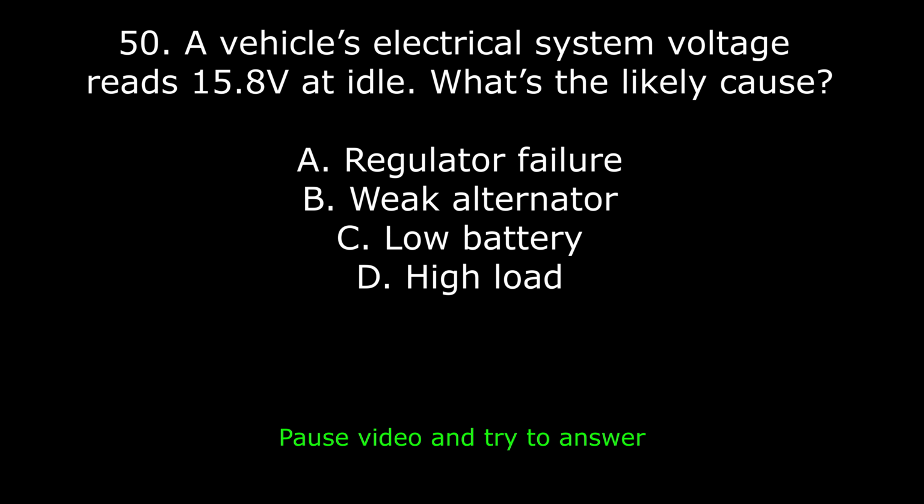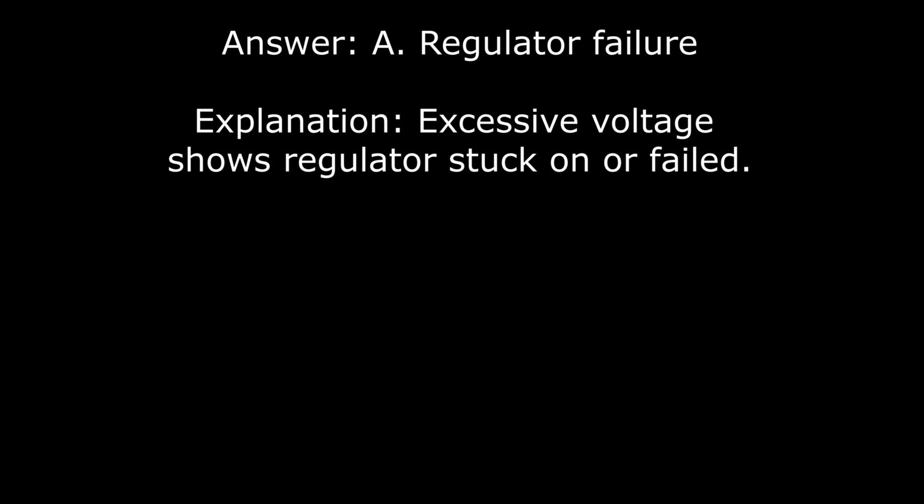50. A vehicle's electrical system voltage reads 15.8 volts at idle. What's the likely cause? A. Regulator failure, B. Weak alternator, C. Low battery, D. High load. Answer: A. Regulator failure. Explanation: excessive voltage shows regulator stuck on or failed.